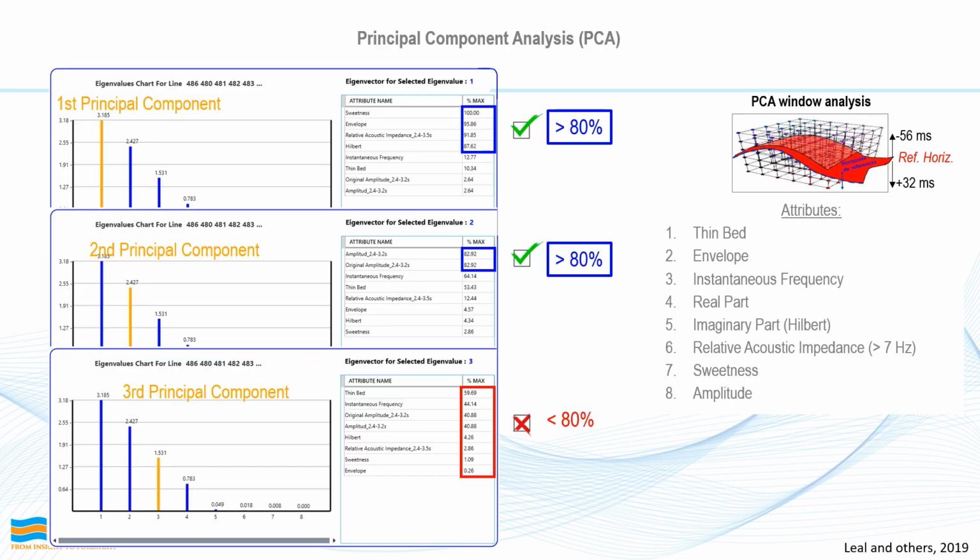So these attributes were brought into the Paradise PCA tool, and you can see the results, an eigenvalue chart for several of the key inlines. From eigenvector 1, 4 attributes were chosen: sweetness, envelope, relative acoustic impedance, and Hilbert. Then from eigenvector 2, we get the amplitudes, and from eigenvector 3, none of the attributes passed the selection criteria. So ultimately, they used 6 of the 8 attributes and took just the top 2 eigenvectors to go into the SOM.